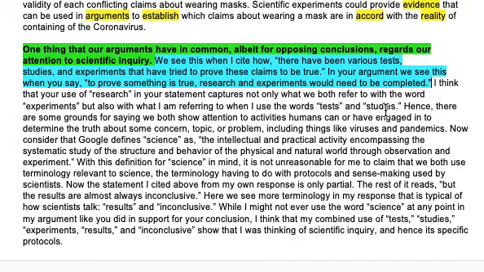So the student is trying to unpack how the quoted material, the words in the quoted material, really do show that there is a comparison, a similarity. Okay? Hence, they're going to draw a minor conclusion here in support of what's here in blue, which is an implied conclusion, which is supporting what's in green, the main conclusion. Hence, there are some grounds for saying we both show attention to activities humans can have or engaged in to determine the truth about some concern, topic, or problem, including things like viruses and pandemics.